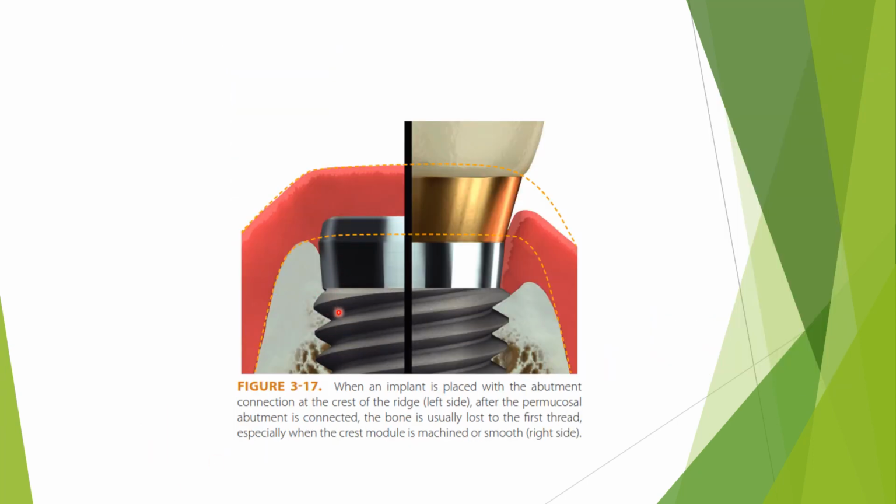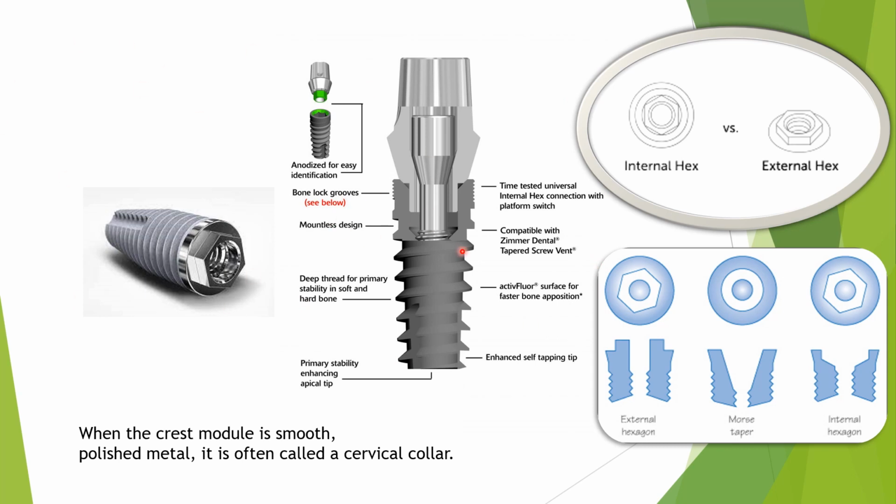When an implant is placed with the abutment connection at the crest of the ridge, after the permucosal abutment is connected, the bone is usually lost to the first thread, especially when the crus module is machined or smooth, that is in the right side. So when the crus module is smooth or polished metal, it is often called a cervical column. And these are the various hex connections, internal hex connection and external hex connection, and also there is Morse taper.